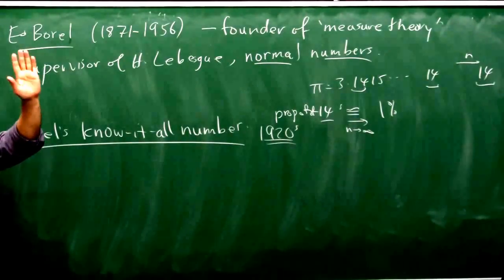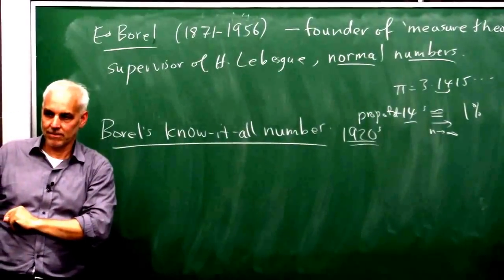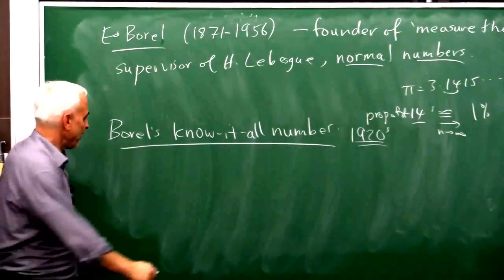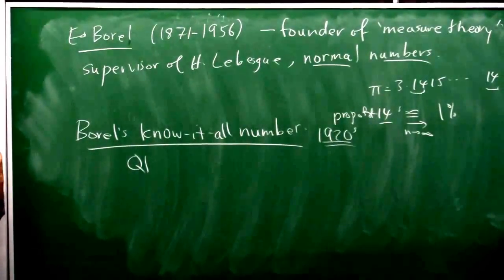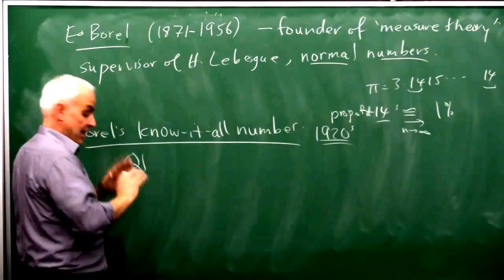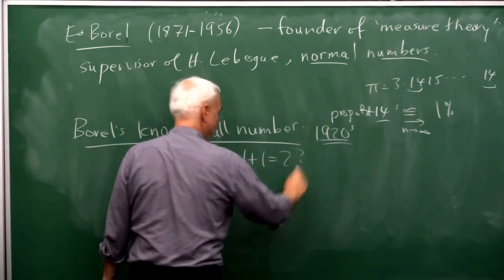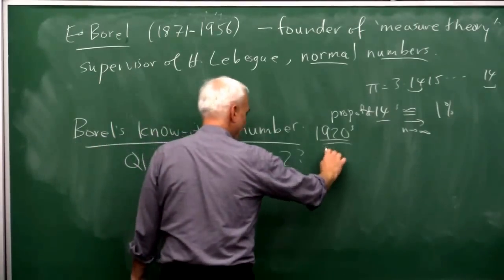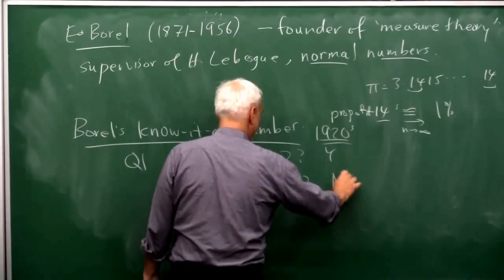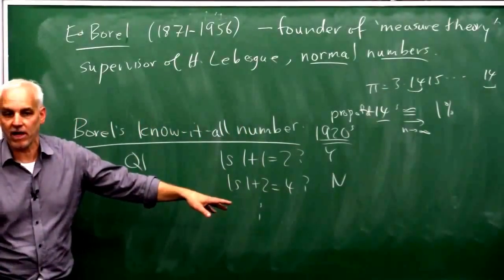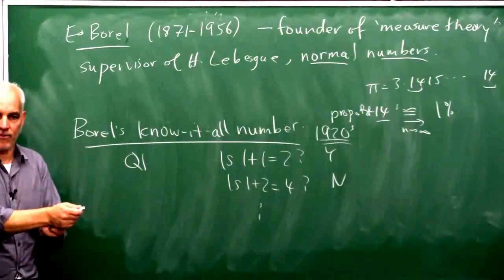He said, let's think about a real number which answers all possible questions. All possible questions. So let's say all questions that can be answered with a yes or no. So we're going to ask all possible, say, mathematical questions. Is 1 plus 1 equal to 2? That one will get a yes. Is 1 plus 2 equal to 4? That one will get a no. But not just trivial questions, also very complicated questions, like is the Riemann hypothesis true? Are there an infinite number of twin primes?